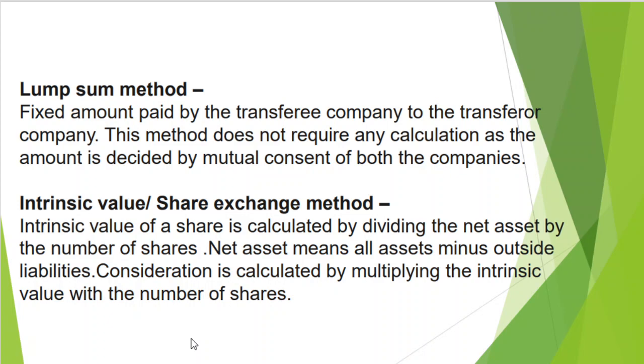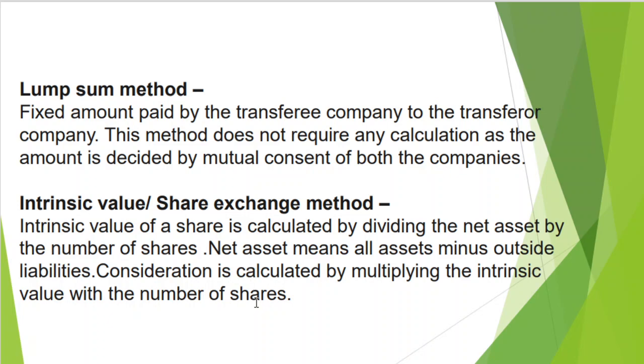Then the fourth method is intrinsic value or share exchange method. The intrinsic value of a share is calculated by dividing net asset by the number of shares. That is, first of all, we have to calculate intrinsic value of a share. It is by dividing net asset by the number of shares. Then how to calculate net asset? Net asset is calculated by taking all asset minus outside liability. After that, consideration is calculated by multiplying the intrinsic value with the number of shares.